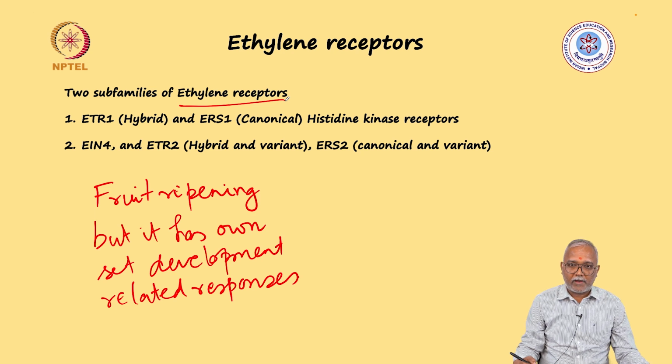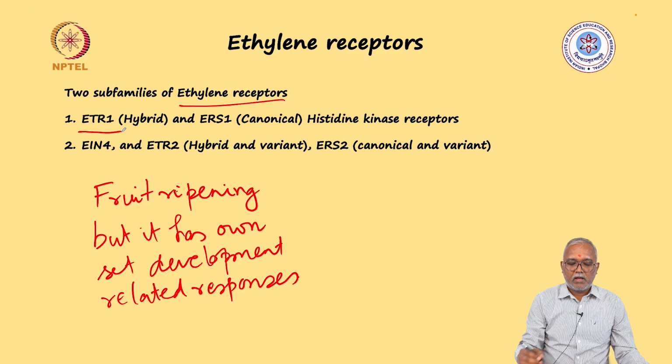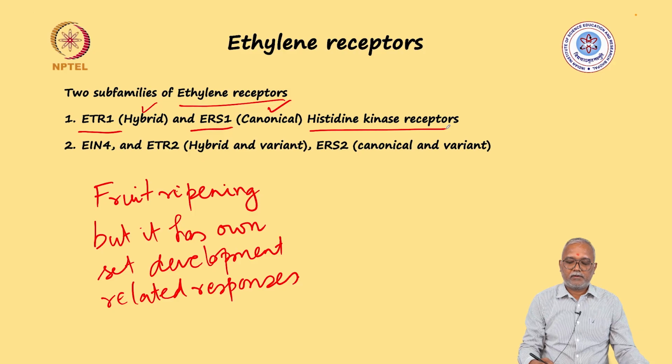There are two subfamilies of ethylene receptors. There will be hybrid type, there will be canonical types, there will be normal type, and there are variant type. So one of them is called ETR1, ethylene responsing. This is hybrid type. Then you have ERS1, ethylene response sensitive, that's a canonical type. So you have histidine kinase receptor of this type, right?